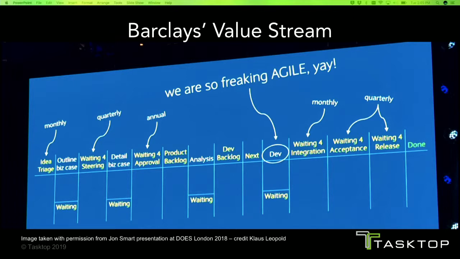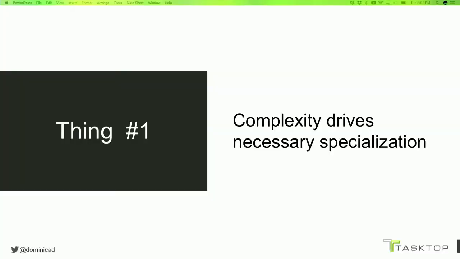And then downstream, they've got monthly integration and quarterly releases. How can you say that you're agile or doing DevOps when you've got this kind of delay in the value stream? It doesn't matter how agile or how good we're doing at DevOps in one piece of the value stream. Dev can deliver quickly, but if the bottleneck is somewhere else, it doesn't really matter. So thing number one, let's talk about complexity drives necessary specialization.